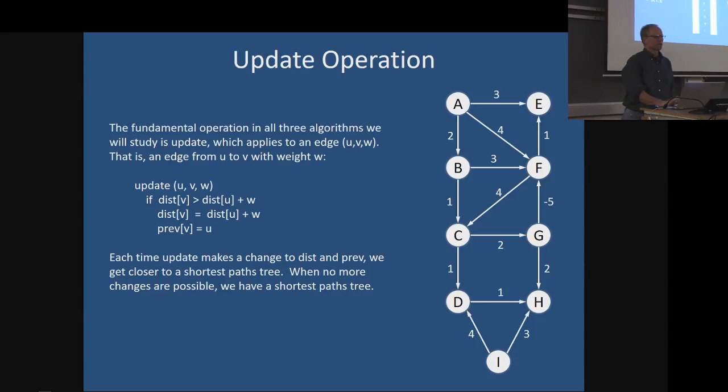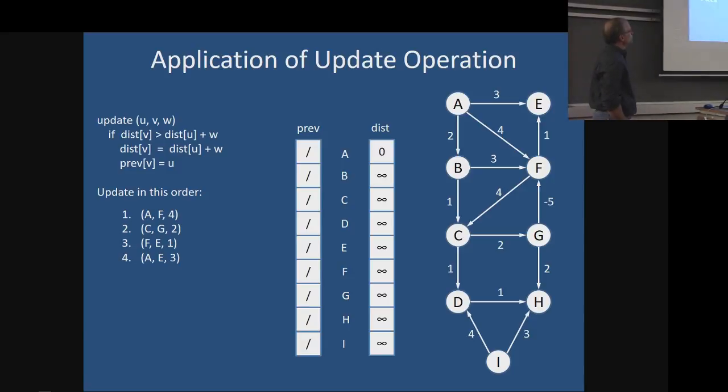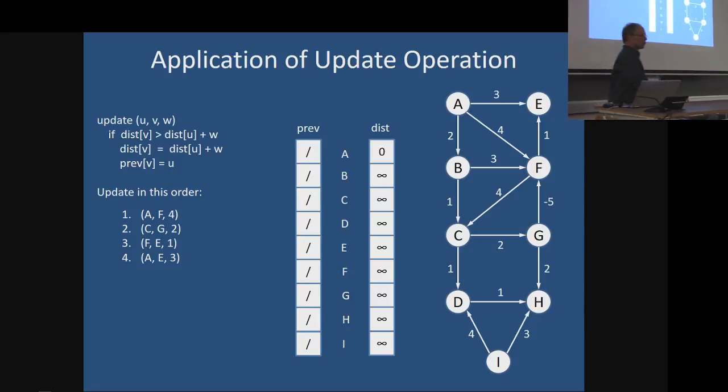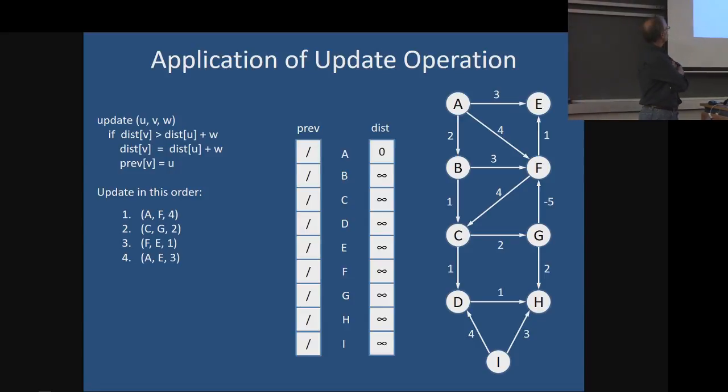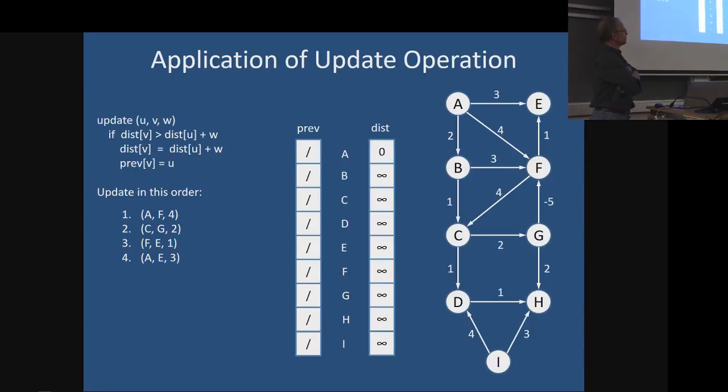So I'm still not ready to talk about a specific algorithm, but suppose we just for the heck of it, let's update these edges in that order. This will be our initial state for all our algorithms. Everything's infinite except for the start vertex. So what will change about previous and distance if we update that edge AF of 4? A to F of weight 4. Yes? F's previous becomes A, and its distance becomes 4.